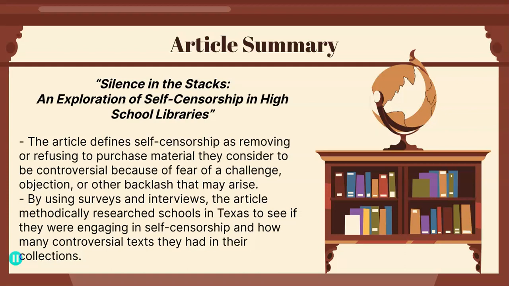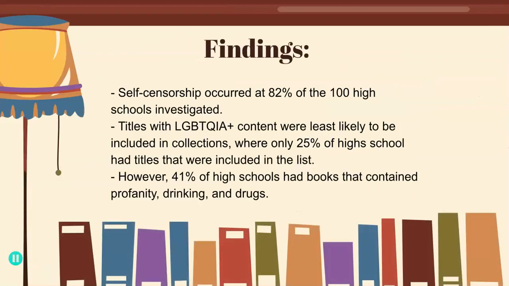By using surveys and interviews, the article methodically researched schools in Texas to see if they were engaging in self-censorship and how many controversial texts they had in their collections. The findings of the article said that self-censorship occurred in 82% of 100 high schools investigated. Titles with LGBTQIA plus content were least likely to be included in collections, where only 25% of high schools had titles that were included in the list. However, 41% of high schools had books that contained profanity, drinking, and drugs.